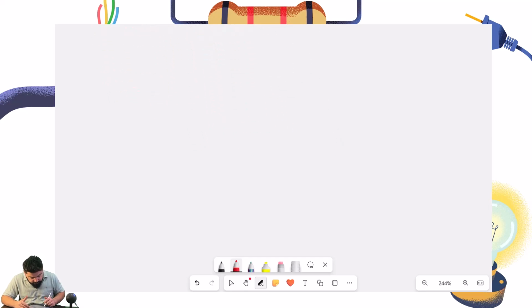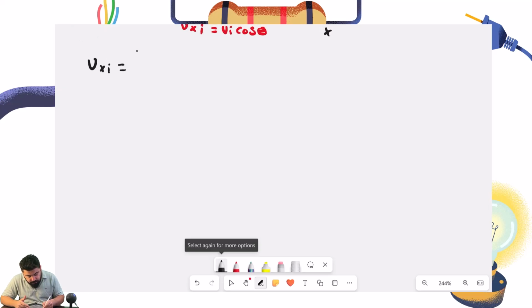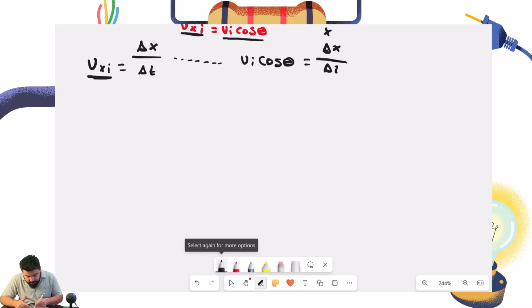Now remember that in the previous video, for the projectile motion of an object, we said that vx initial was equal to delta x divided by delta t. But this time, let's do this directly. Vx initial is equal to v initial cosine theta. So my next equation is: instead of writing vx initial, I'm going to write v initial cosine theta, which is equal to delta x divided by delta t.